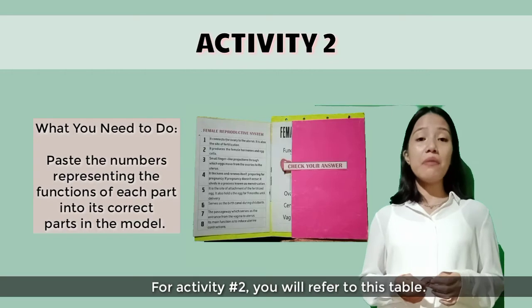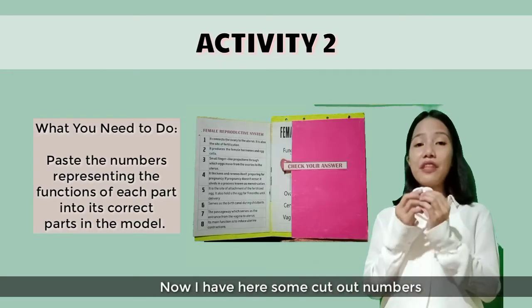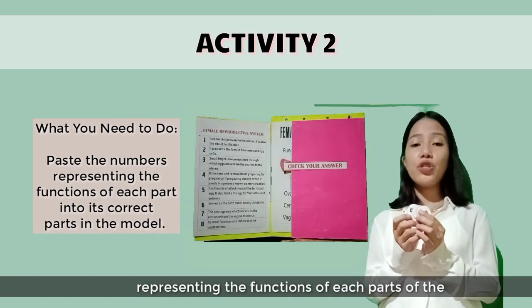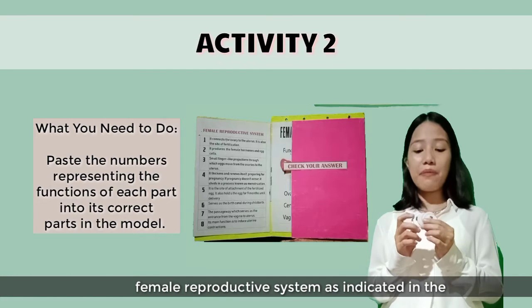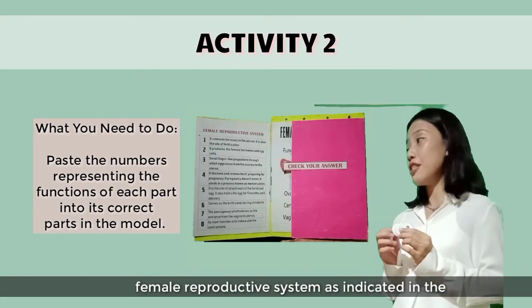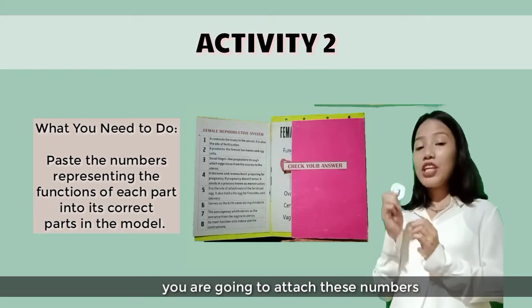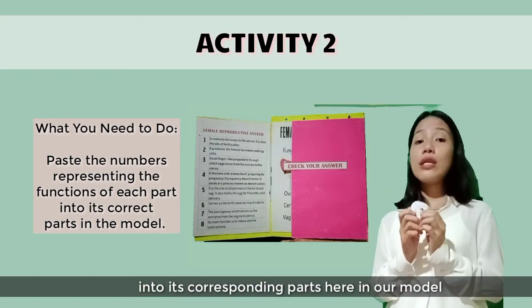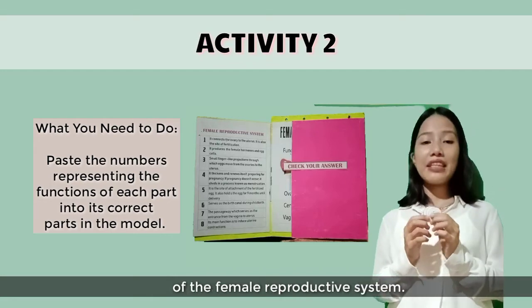So for activity number 2, you will refer to this table. Now, I have here some cutout numbers representing the functions of each part of the female reproductive system as indicated in the table. Now, what you have to do is attach these numbers to their corresponding parts here in our model of the female reproductive system.